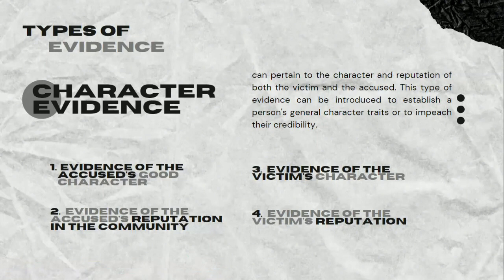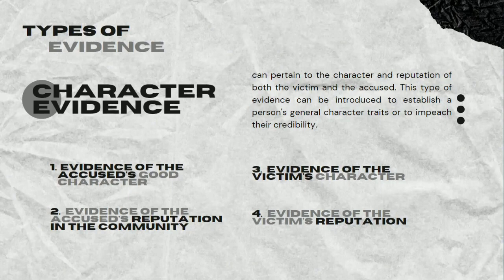So here are some examples of character evidence in sexual abuse. We have evidence of the accused's good character. Example, the defense may present character witnesses who can testify to the accused's good character, demonstrating that the accused is generally known as an honest, law-abiding, and moral individual. These witnesses might be friends, family members, co-workers, or community members who have observed the accused's behavior over time.